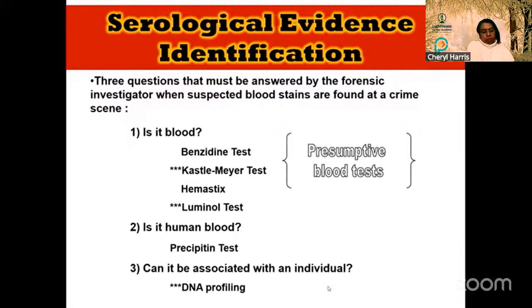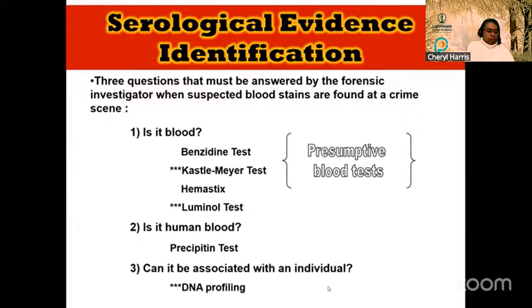Now, the second question that's going to be asked by investigators, after they confirm that they have blood, is they're going to want to confirm that they have actual human blood, and then they're going to want to sample that blood, send it off for DNA analysis, and then they might also use it for blood typing purposes, which we'll also talk about today.